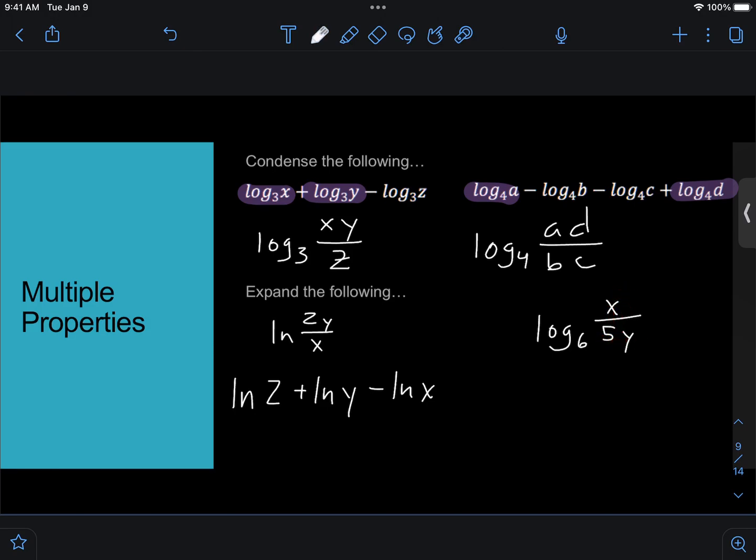Same thing here. We've got 3 terms, an x, a 5, and a y. We're going to split all of them apart. The x is the positive one, so let's put that first. And then the 5 and the y are minuses because they are on the bottom of the fraction, so we'll put those second. Like that.